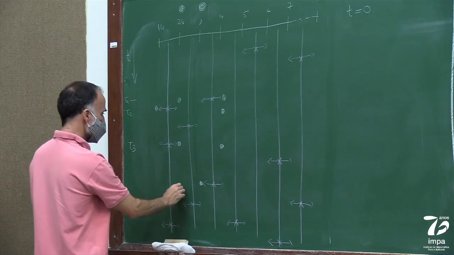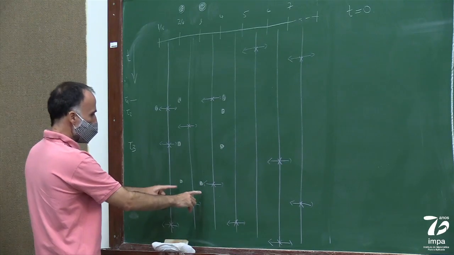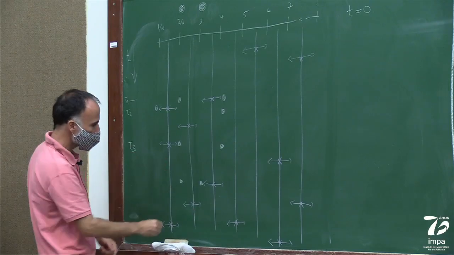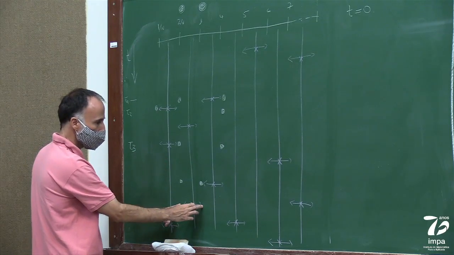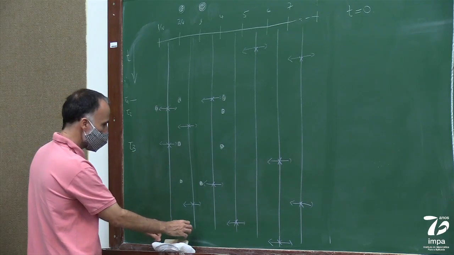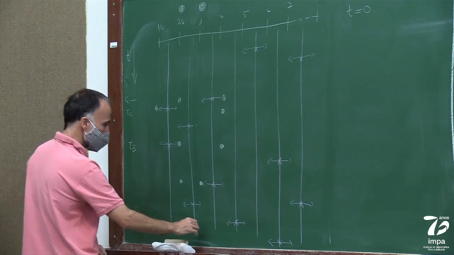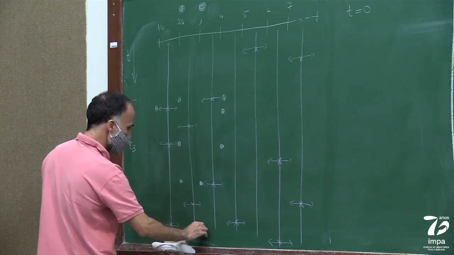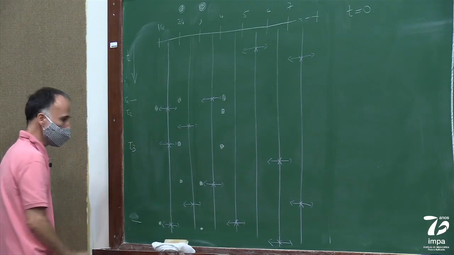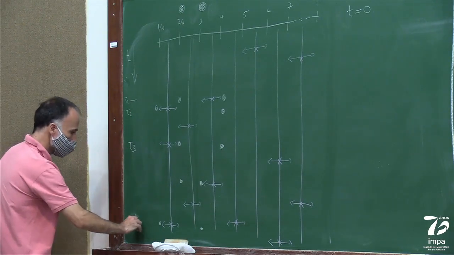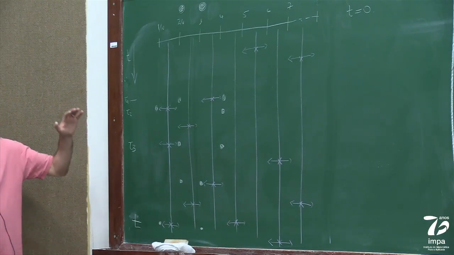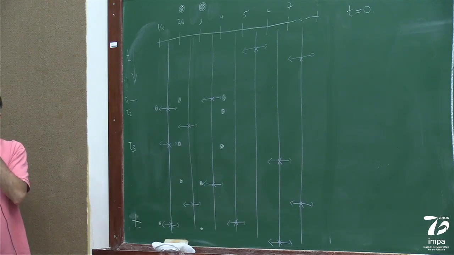Then they go. Here, this particle jumps. And now here, they just exchange position, so nothing happened. And finally, at this time, this particle jumps here. So this is the position at this time. Okay? So this is how to construct this process.